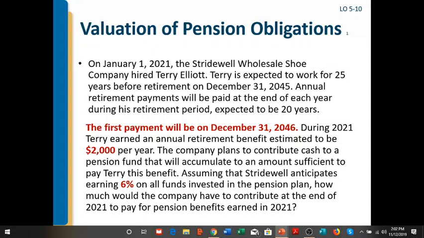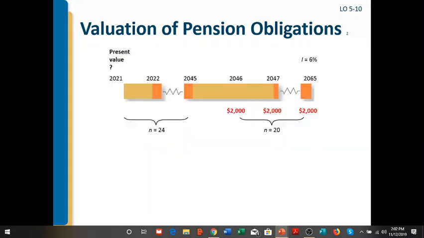During 2021, Terry earned an annual retirement benefit estimated to be $2,000 per year. Company plans to contribute cash to a pension fund that will accumulate to an amount sufficient to pay Terry this benefit. Assuming that Stridewell anticipates earning 6% on all funds invested in the pension plan, how much would the company have to contribute at the end of 2021 to pay for pension benefits earned in 2021? Well, you got to do this in two steps.